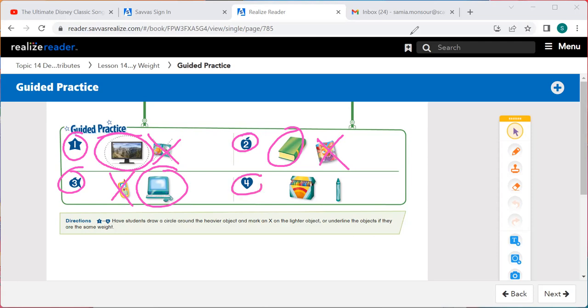Number 4, we have a box of crayons and then it looks like we have one crayon. So which do you think would be heavier? The box of crayons. So this crayon by itself would be lighter.